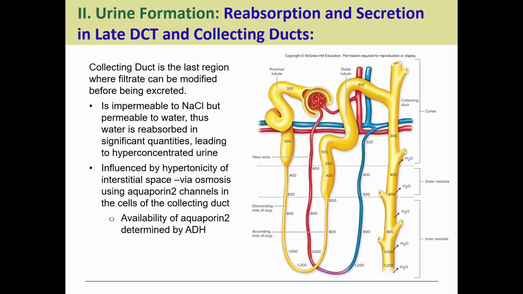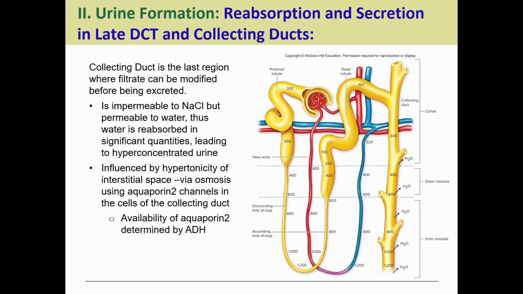The last little piece is the collecting duct. This is where the filtrate can have its last modifications made before excretion down towards the bladder. It is impermeable to salt, but it is permeable to water. So we can get a little bit more water reabsorbed here. This is going to help us really concentrate the urine down.